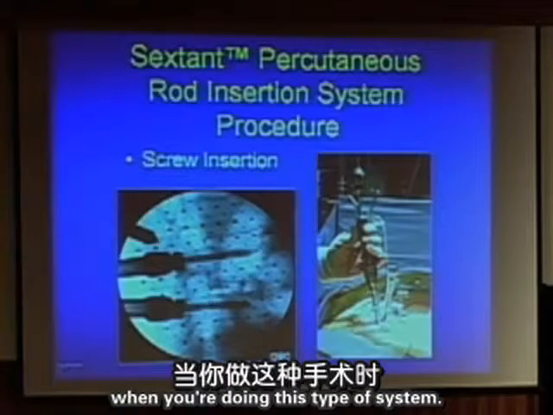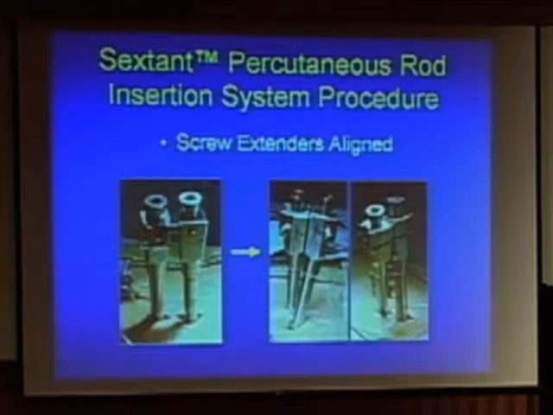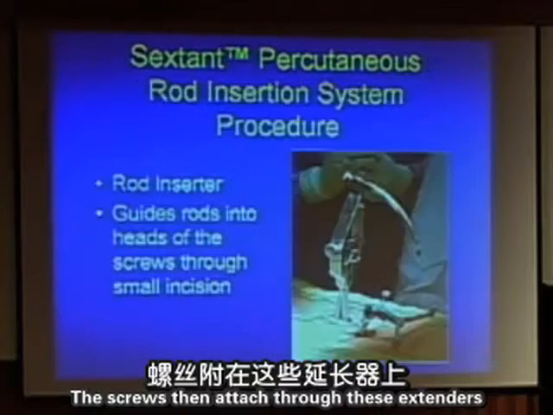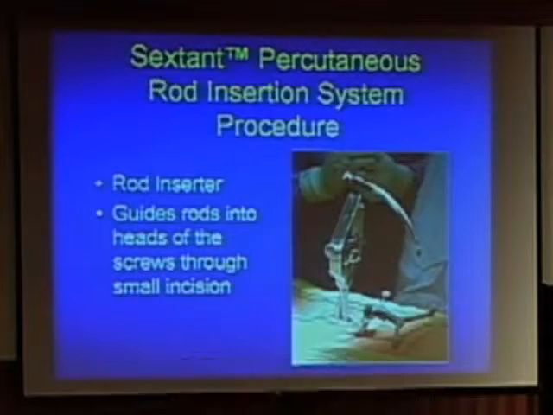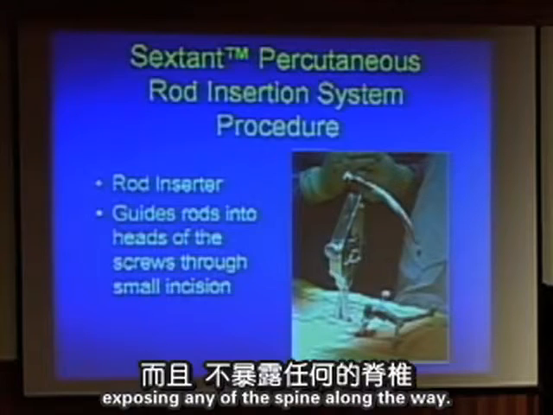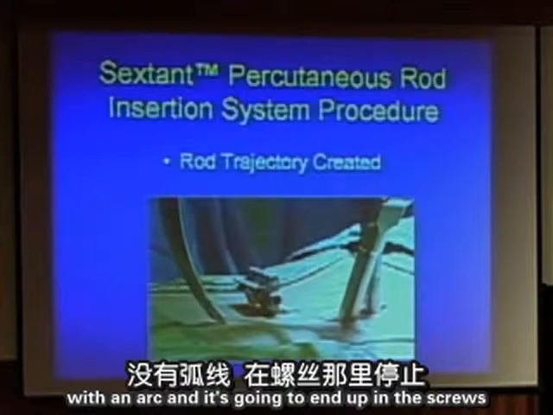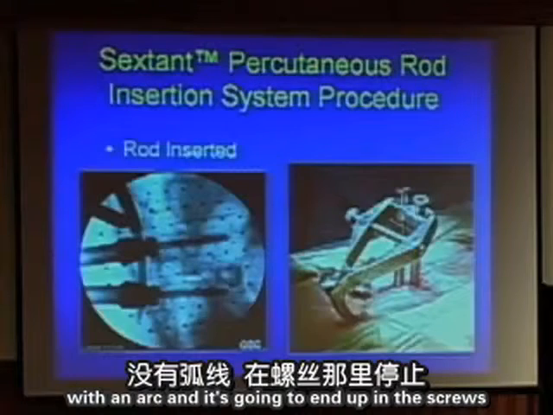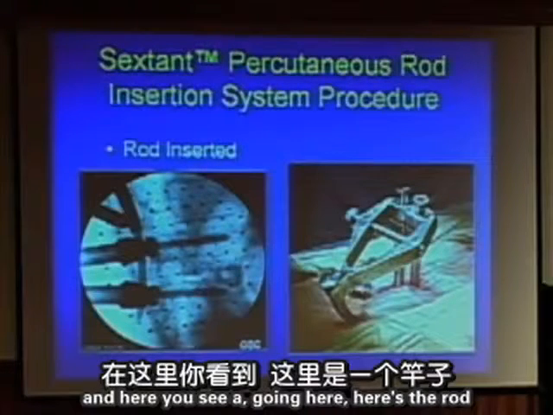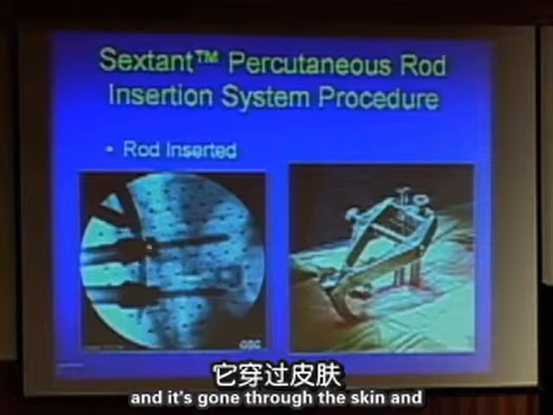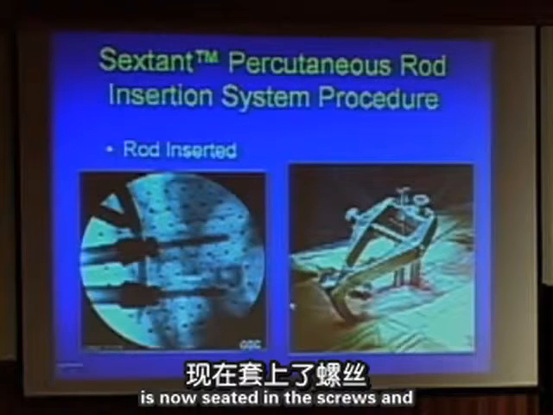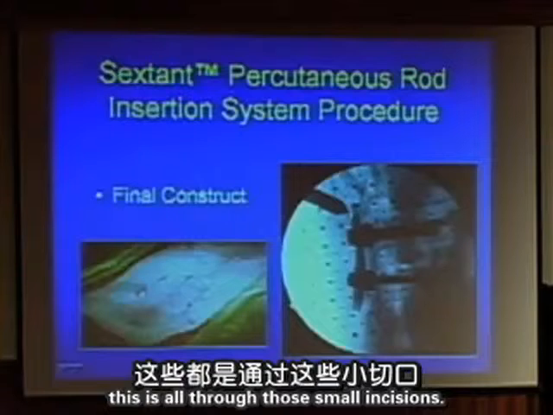So X-ray is critical when you're doing this type of system. These screws then attach through these extenders, and the extenders help guide a rod through the skin into the screws without exposing any of the spine along the way. So here is the rod actually going through with an arc, and it's going to end up in the screws. And here you see the rod has gone through the skin and is now seated in the screws. And this is all through those small incisions.